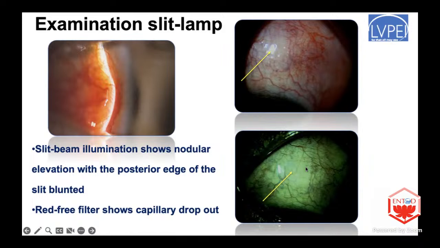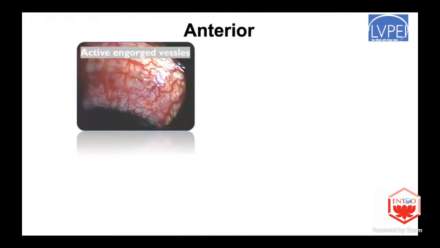So using the red-free filter in diffuse scleritis will give an indicator that this may not be the first episode. The patient has had an episode in the past, capillaries have dropped out, and it's getting serious now. So you can use a slit beam as well as a red-free filter to augment your clinical examination for pattern recognition: what pattern does this patient have.